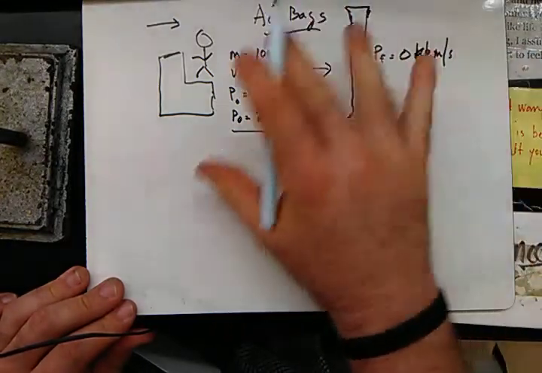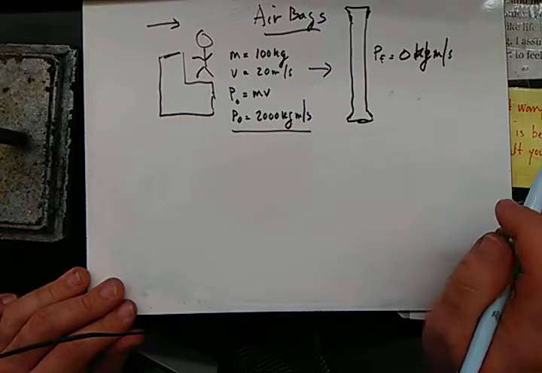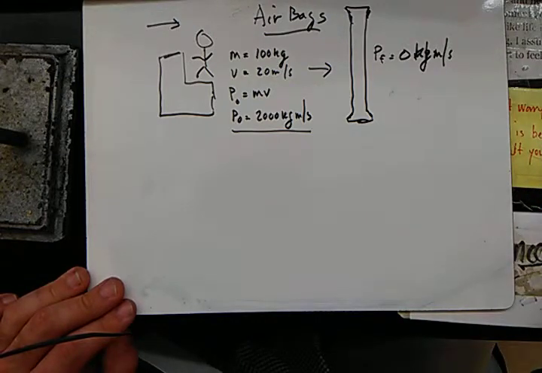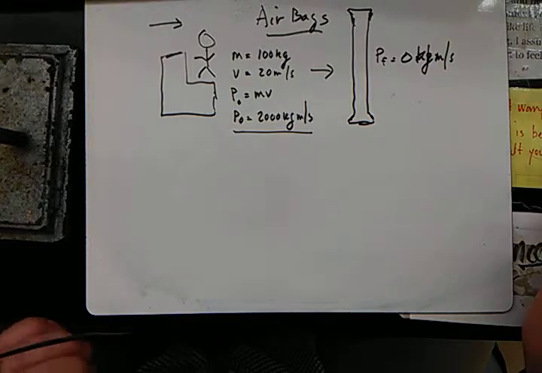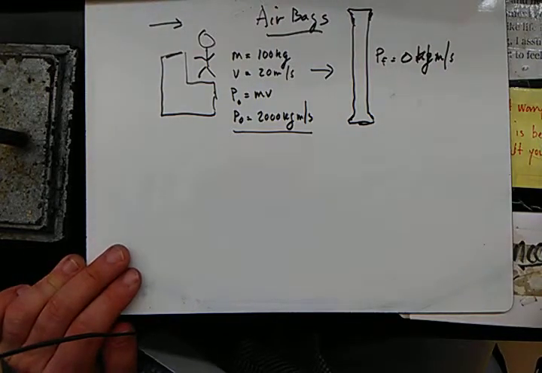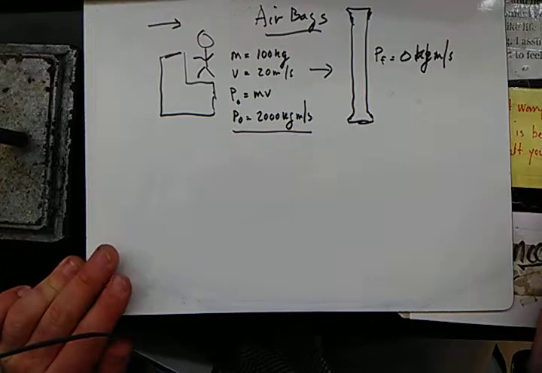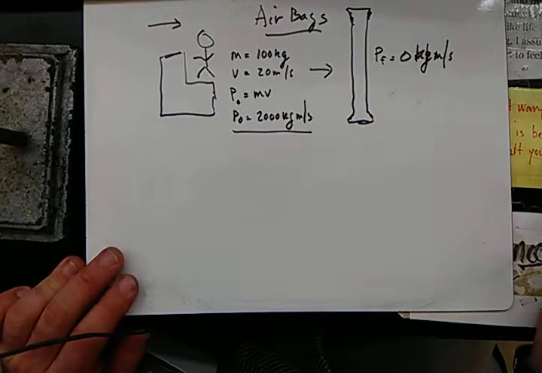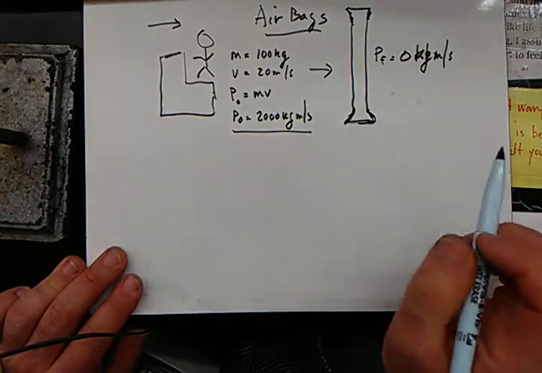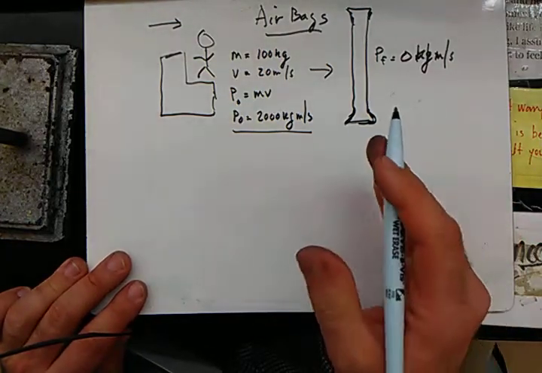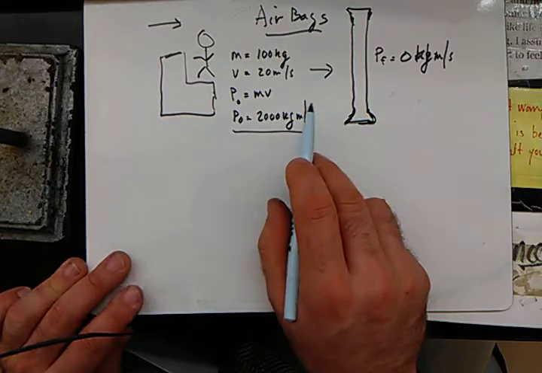Now, how this is going to make sense is that recently they started putting airbags in cars. And they started making cars able to crumple up. The reason why they crumple up is to increase the time of impact. So let's look at it.